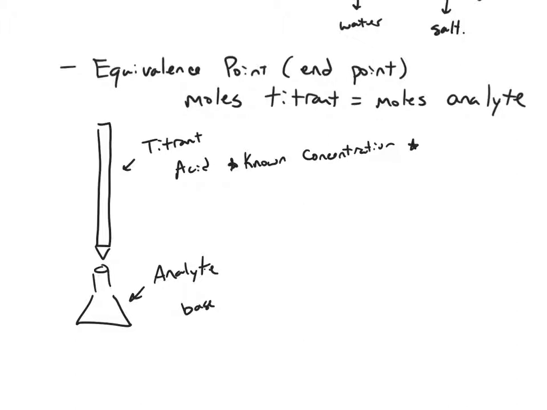Now typically in the titration, the titrant is of a known concentration, so you know exactly what the concentration is up top, but the analyte is of an unknown concentration. And the whole goal of a titration is to determine the unknown concentration of your analyte using stoichiometry. When doing a titration, you want to make sure to stop the titration at the equivalence point so that you can accurately measure the unknown concentration.